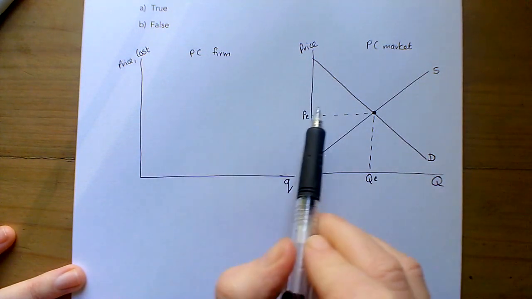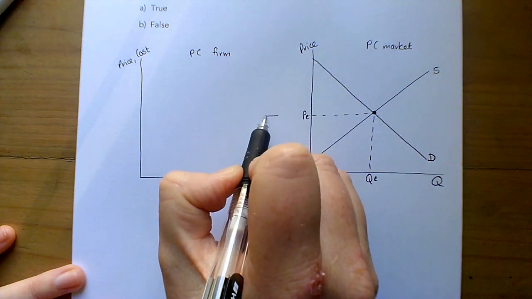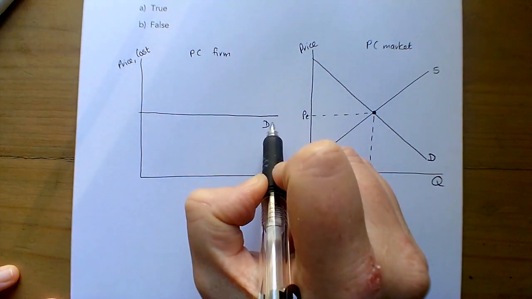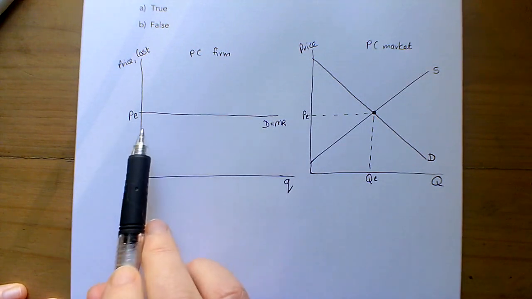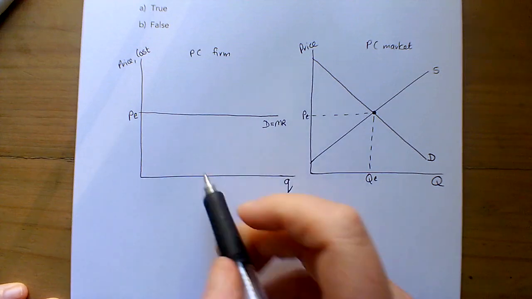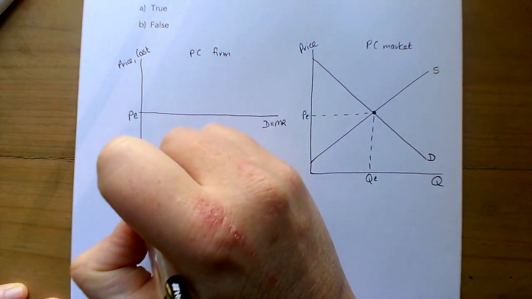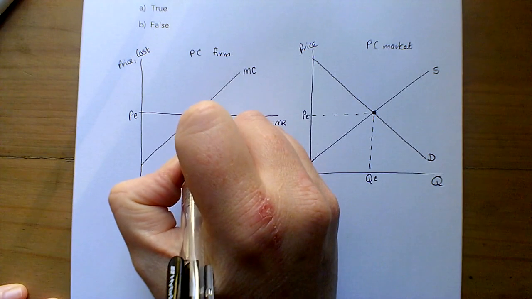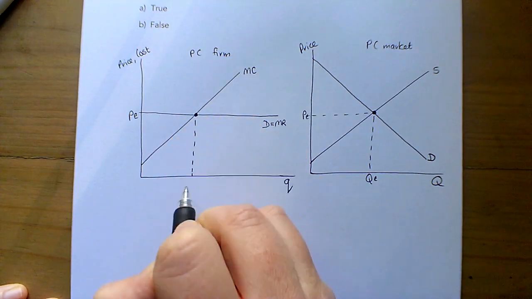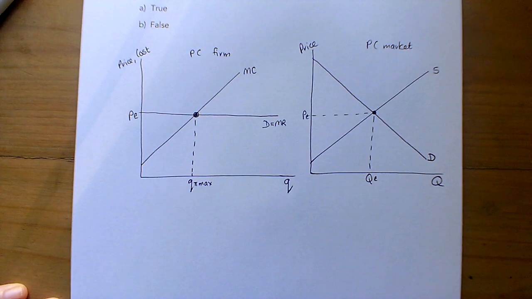This firm is a price taker, which means it has to take this market determined price as given. And so this is going to be the firm's demand and marginal revenue curve set at this equilibrium price. So this is given. The firm has no choice over the price it sets. But it can choose the quantity it produces in order to maximize its profit. So we compare this demand and marginal revenue curve to the firm's marginal cost. And we would say that this firm profit maximizes when it produces this quantity where MR equals MC.